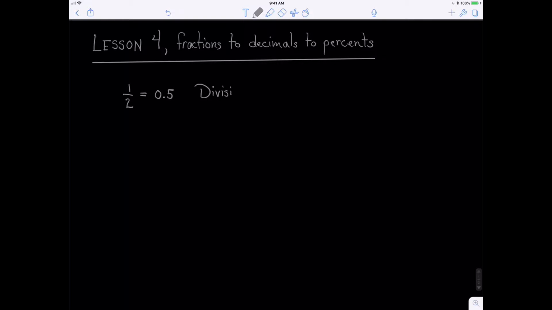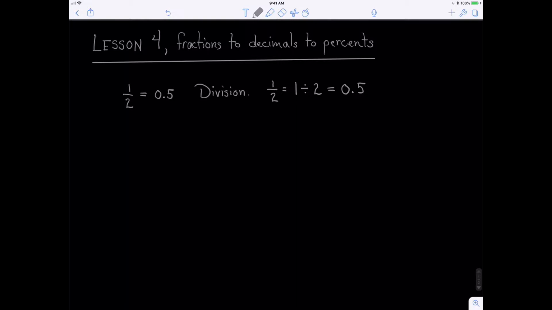So let me show you. We always take the top number and divide it by the bottom number. So if I was to take 1/2, it's the same as 1 divided by 2. And if you use a calculator, type 1 divided by 2 and then press equal, and you'll come up with 0.5.